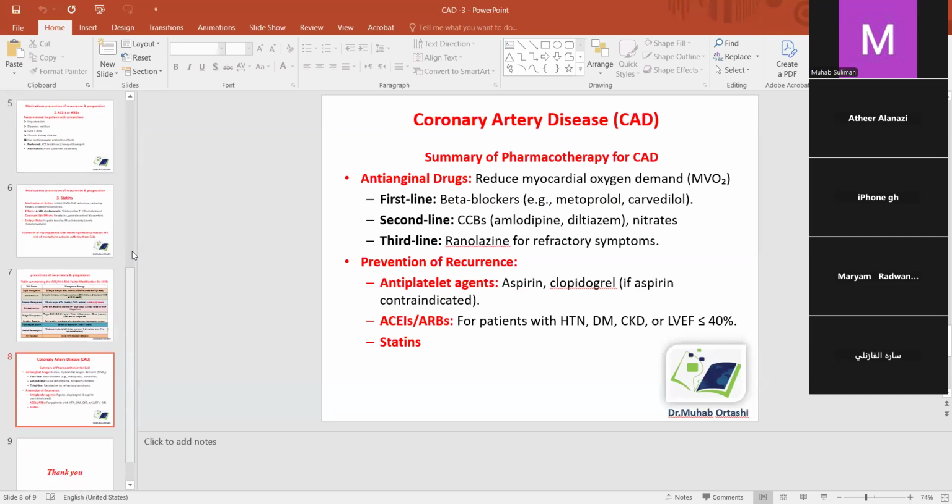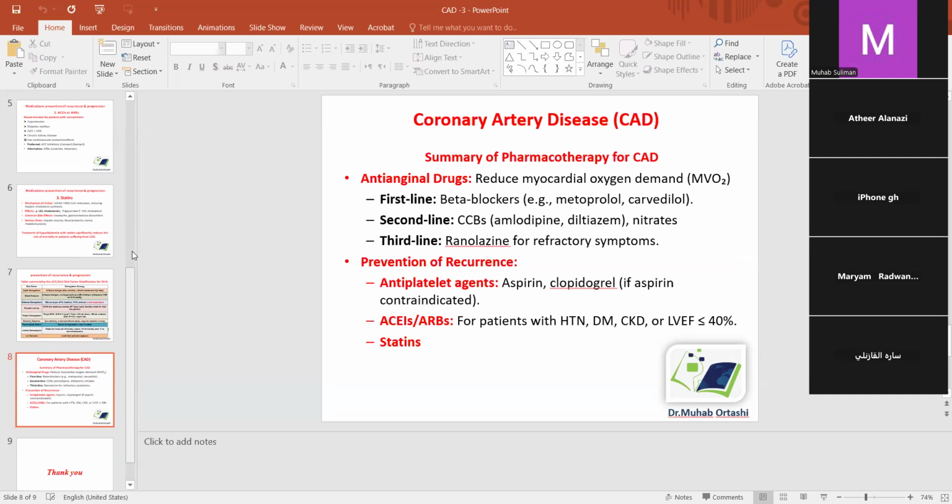The last slide is a summary. When we have a patient with stable angina or stable ischemic heart disease, our option will be anti-anginal therapy. The first line is the beta blockers, the second line is calcium channel blockers and nitrate if there is a problem with beta blockers, and the third line is ranolazine.